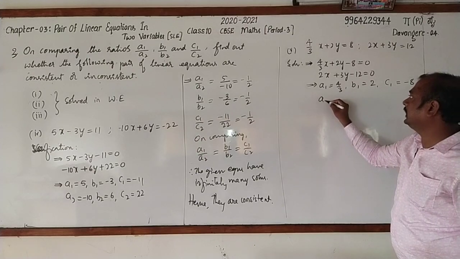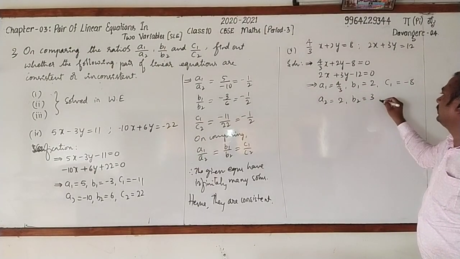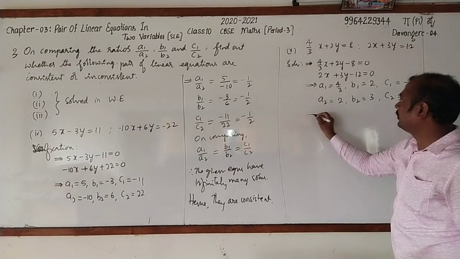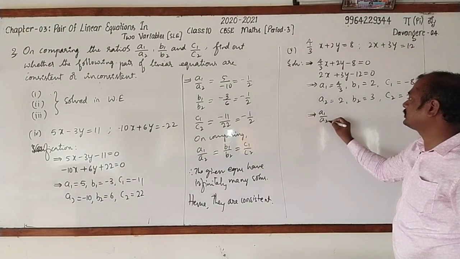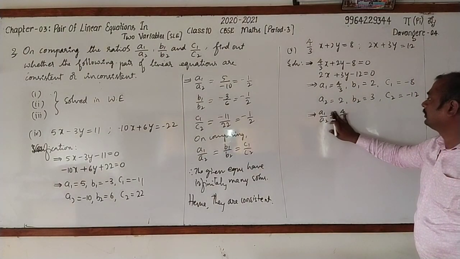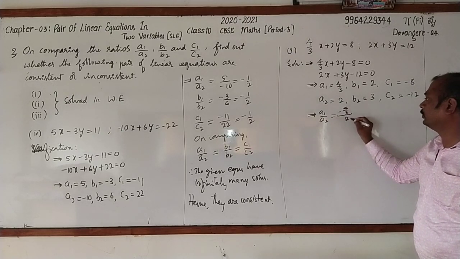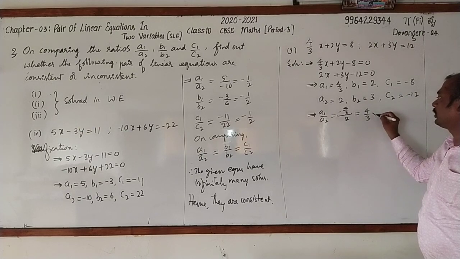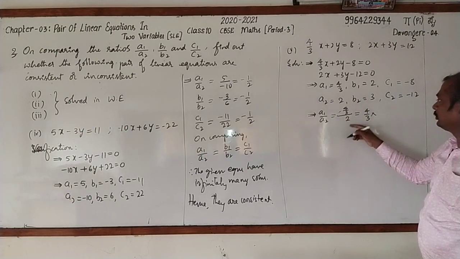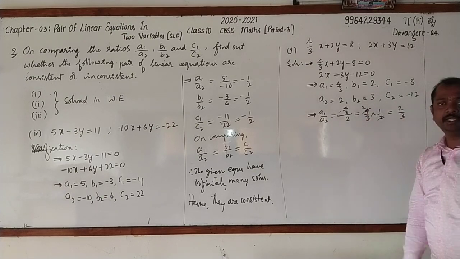Right? Then A2 is how much? 2. B2, it is 3. What about C2? This is minus 12. Now, let us find out all the three ratios. What is A1 by A2? It is 4 by 3 whole divided by 2. This can be written as 4 by 3 into denominator 2 is there. Take its reciprocal. 2 by 1 can be written as 1 by 2. 1 2s are 2, 1 3s are 3. It is 2 by 3.